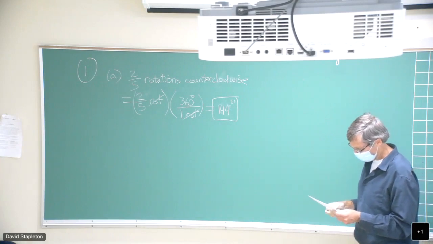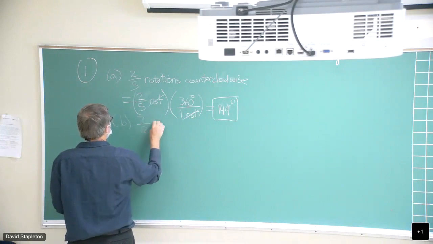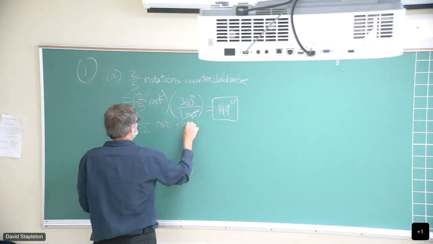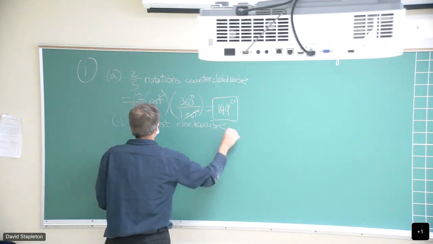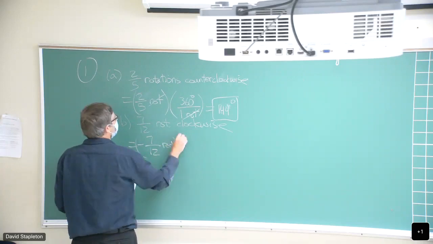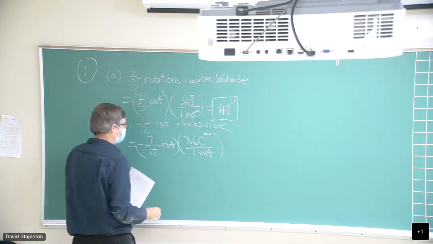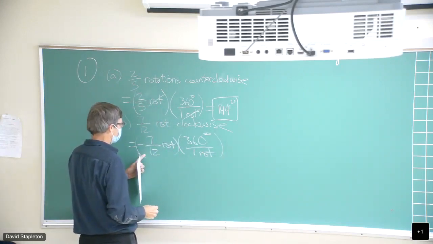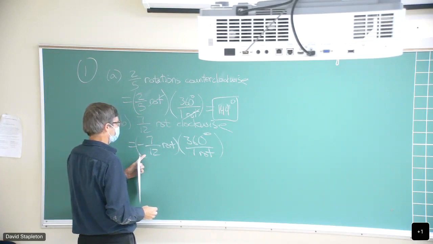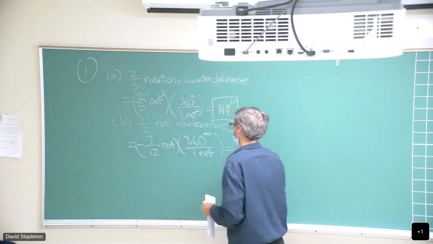Oh, okay. And then 7/12 clockwise is minus 7/12 rotation. And again, you multiply by 360 degrees for one rotation. See, the 12th of that is 50, is it not? Let's see. It's 15, right? From 7. So it comes out minus 210, you're saying? Yeah, okay.